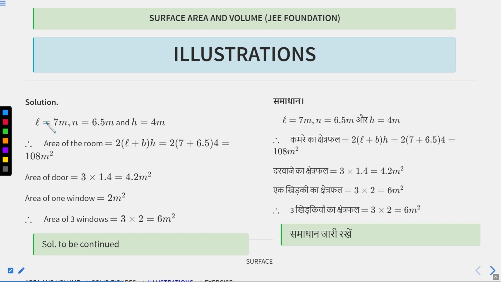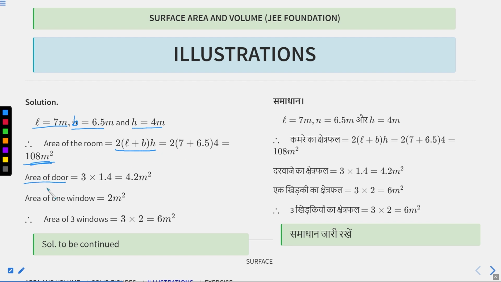So first of all, we will accumulate all of the things we are given. L is 7, B is 6.5 and H is 4. B means the width. Okay. So the area of the room we are talking about, just we are taking 4 walls here. So the area of the 4 walls is 2 times L plus B times H, if you recall. So this is 108 meter square.